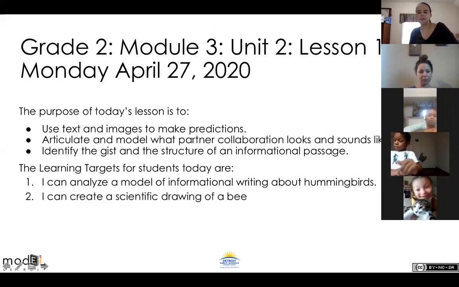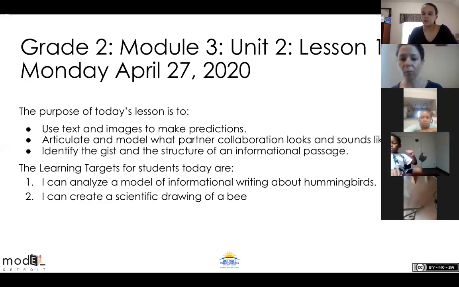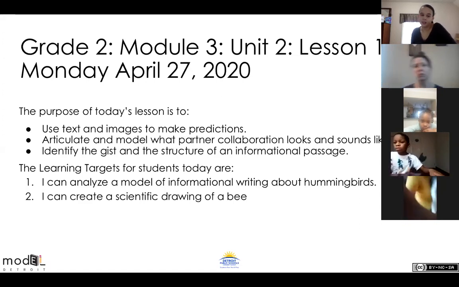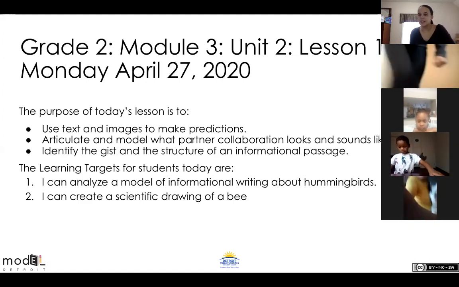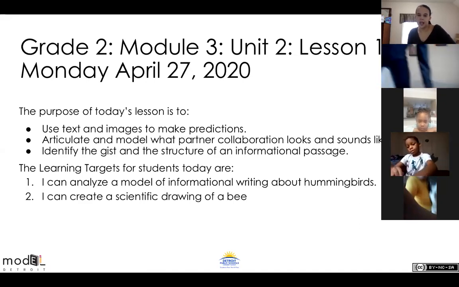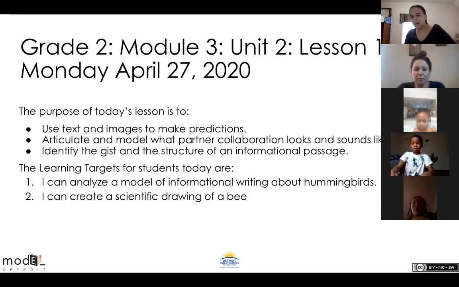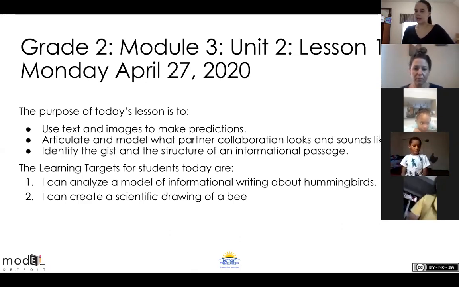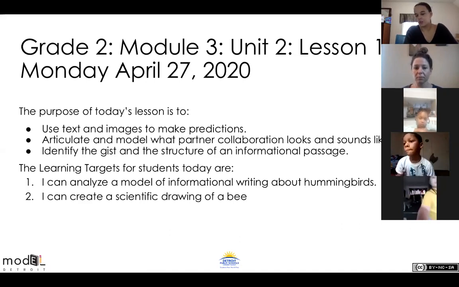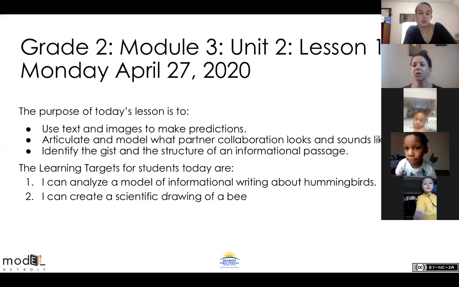So the purpose of today's lesson is for us to use text and images to make predictions. We're going to talk about collaboration. We're going to look at an informational writing passage. And these are our targets for today. I can analyze a model of informational writing about hummingbirds. And I can create a scientific drawing of a bee.